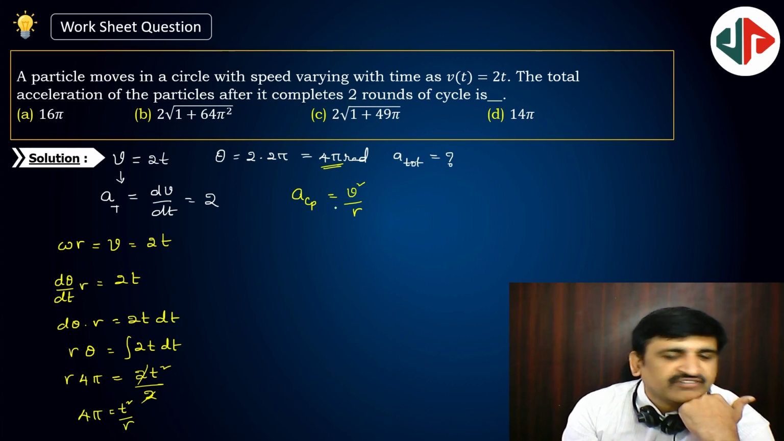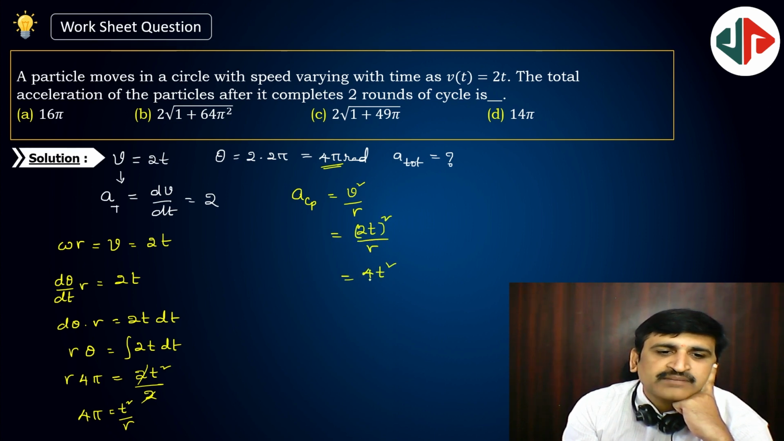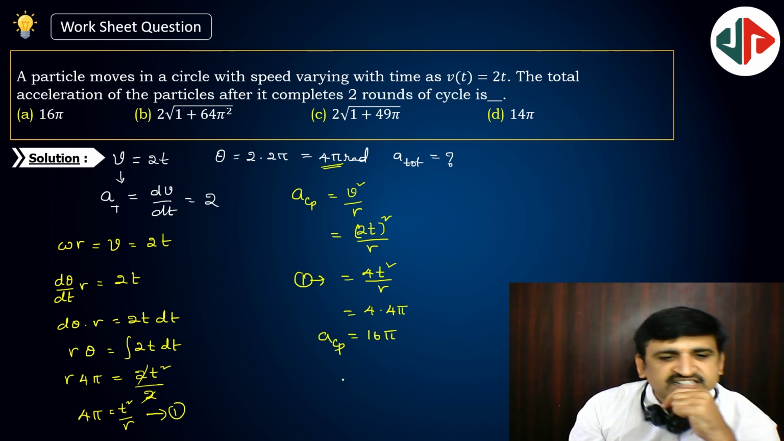Now we will continue with it. V square by r. What is v square? V is 2t, square by r, that is 4t square by r. T square by r is already 4 pi, I have 4 pi from here. So 4 into 4 pi is 16 pi. Okay, this is ACP. Centripetal acceleration is 16 pi.